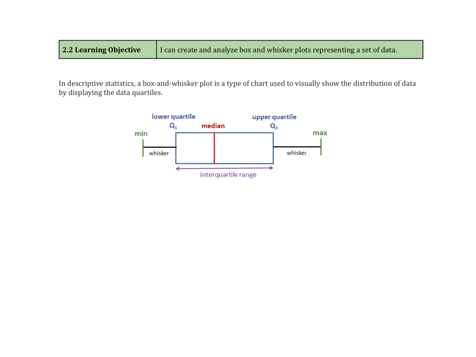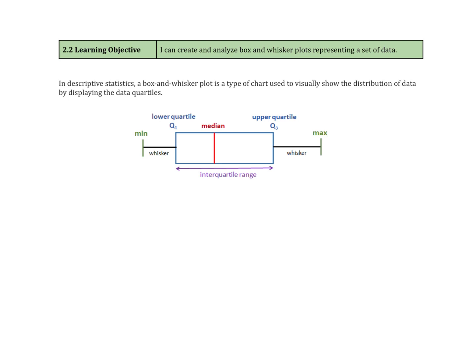In this video, we are going to talk about box and whisker plots. Our goal is to create and analyze box and whisker plots representing a set of data. In descriptive statistics, a box and whisker plot is a type of chart used to visually show the distribution of data by displaying the data quartiles.